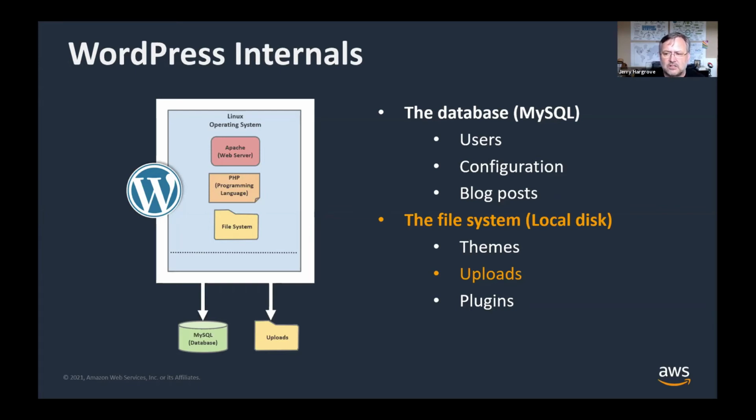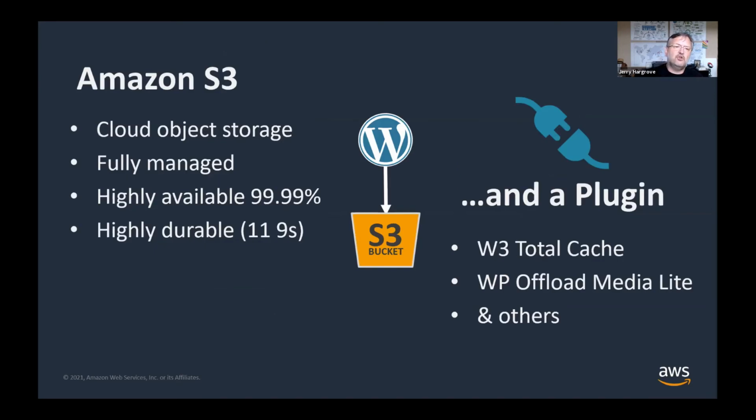But to solve this particular use case, that of sharing content across multiple instances, it's really a two-part solution, and that is the use of Amazon S3, which some of you may be familiar with. It's AWS's cloud object storage, fully managed, highly available, highly durable. So instead of storing content like images or videos or other user-provided content on a local file system, we actually store it in S3.